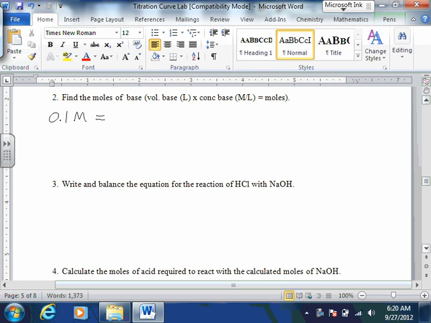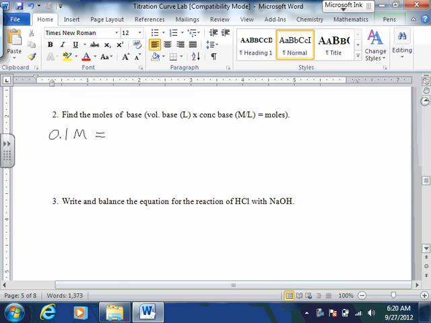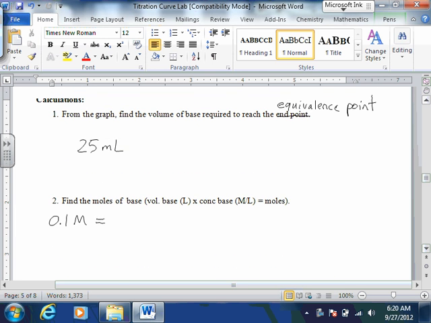And again, the equivalence point is the point at which the moles of your base is equal to the moles of the acid that you had originally in the solution. So it's completely neutralized. With a strong acid and a strong base, your equivalence point should be at a pH of 7. I guess I should have said that also. So you're not just looking for that point that's in the middle of that spike.